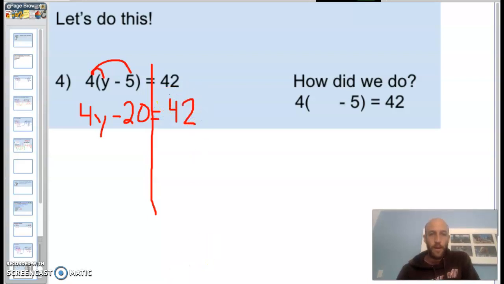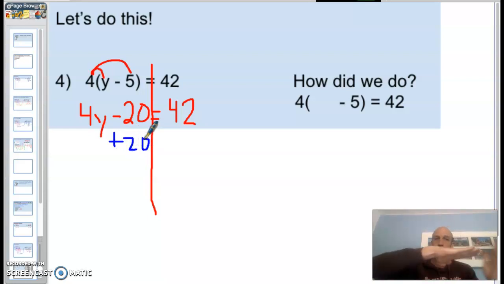Okay, I want to know just what is my 4y worth. So I want to get rid of this minus or negative 20. I'm going to do that by doing the opposite. I'm going to add 20. Right? Same thing. Always, always, always. If I add 20 on this side, my hanger is not flat, so I have to do the same thing to the other side to flatten it out.